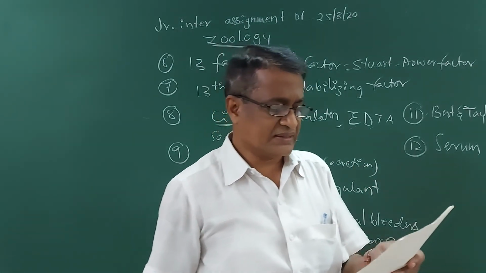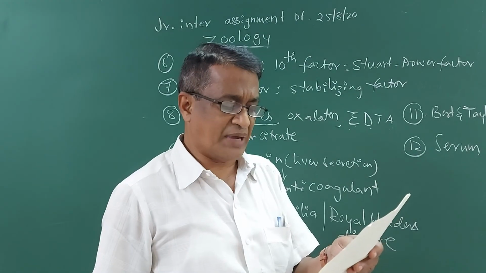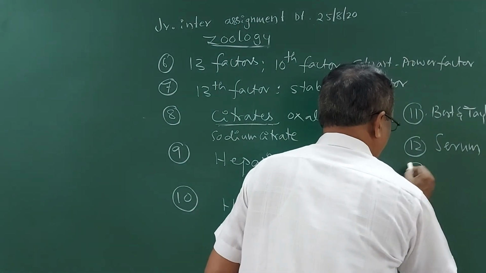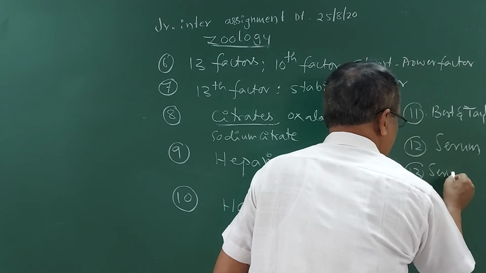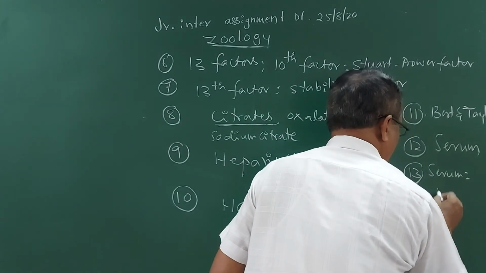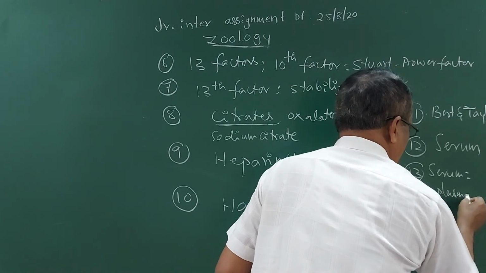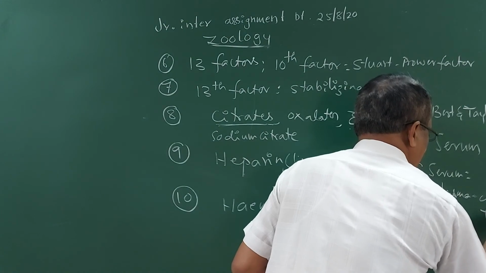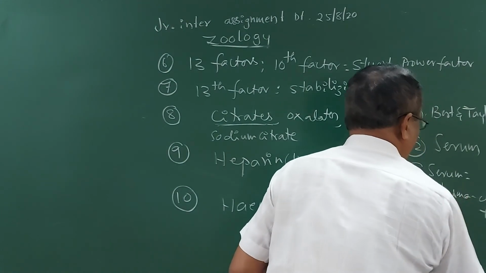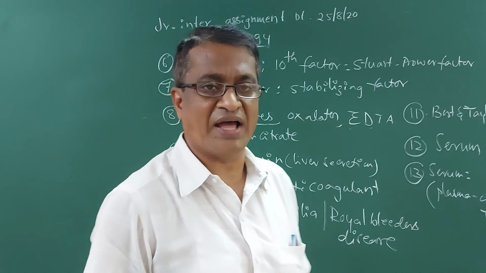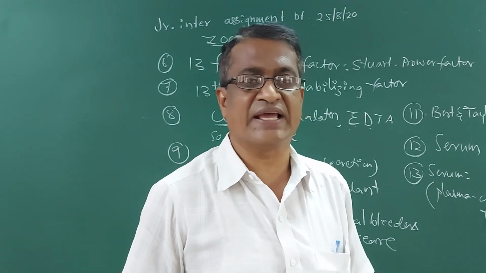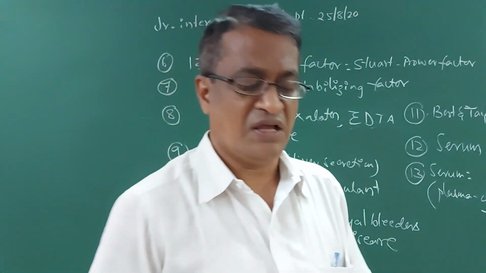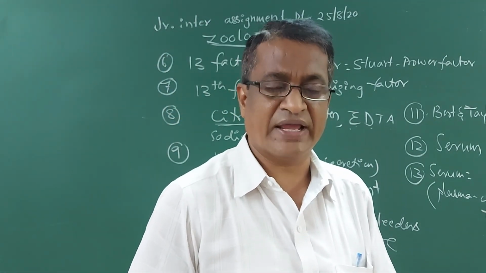And the 13th one, serum is nothing but plasma minus clotting factors. If you remove clotting factors from plasma, the remaining plasma becomes serum. So these are the hints for assignment 1. Thank you.